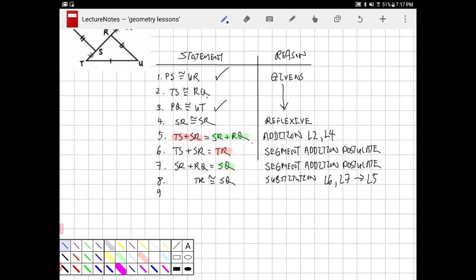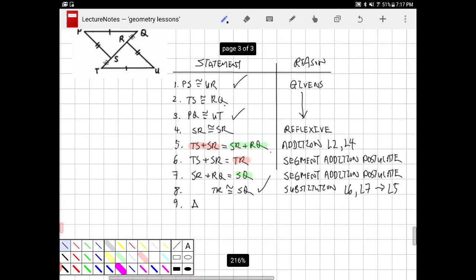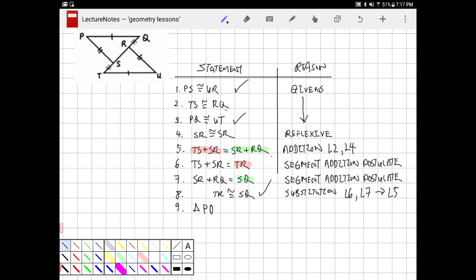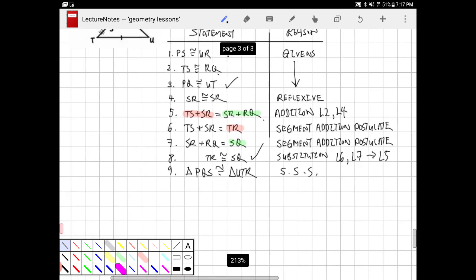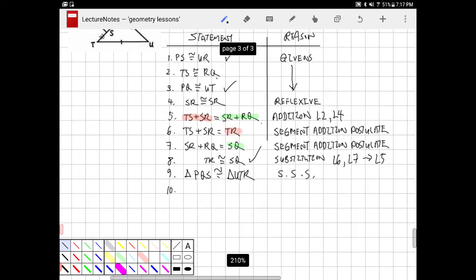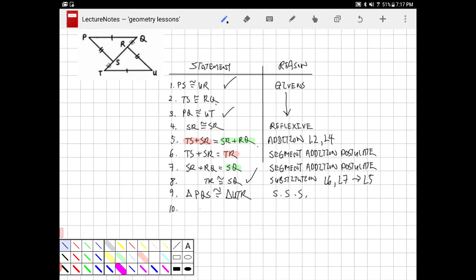All right. And we're pretty much in the home stretch because, look, I have line 1, line 3, those are sides, and this is a side. So therefore, I can conclude that triangle PQS must be congruent to triangle UTR because of side, side, side. And I'm almost done. I just need to list out all the different angles that are correspondingly the same. So I know that angle P is congruent to angle U. I know that angle Q is congruent to angle T.